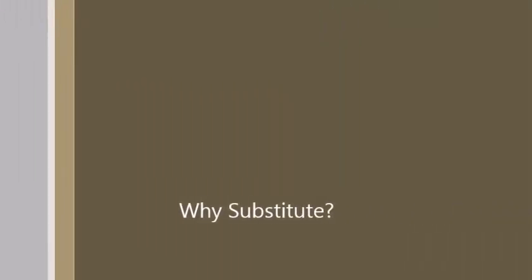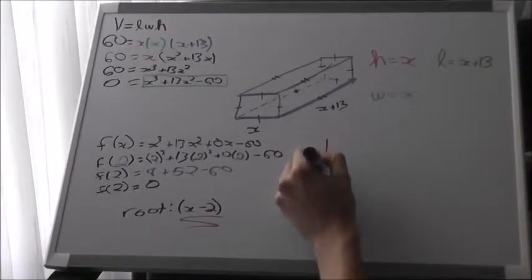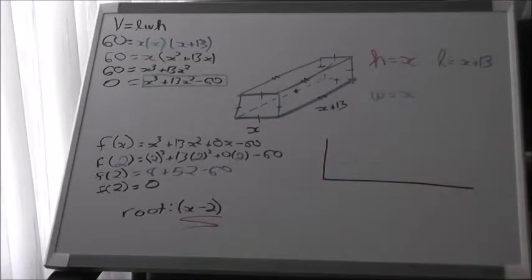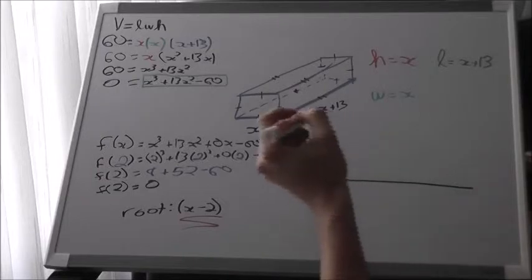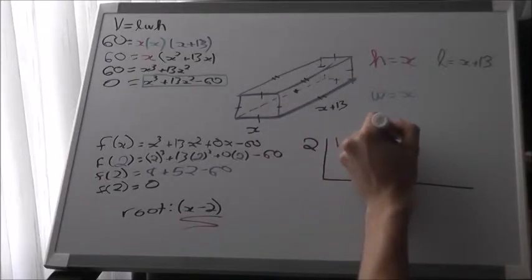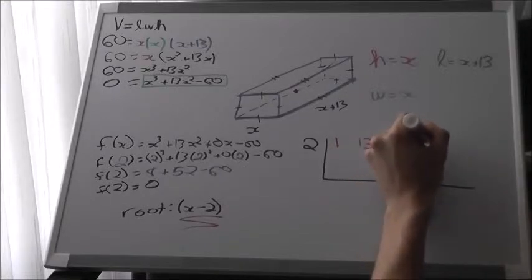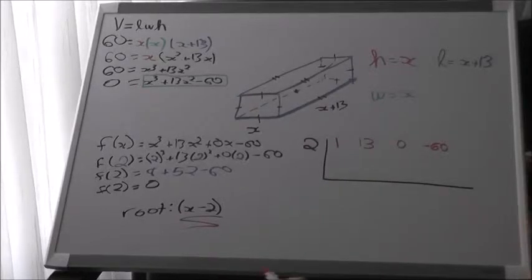The reason we substituted in values for x into our equation was so that we could find the dimensions of our box easily. Now, with synthetic division, you want to write your root outside of your division table, and you want to write down the coefficients of each of your variables. So you have 1, positive 13, 0, and negative 60 from your equation.